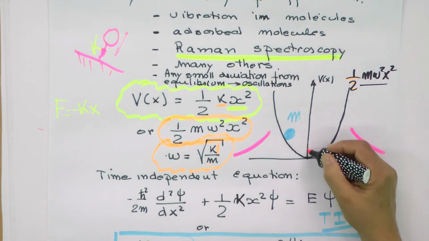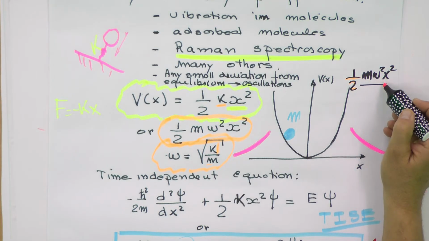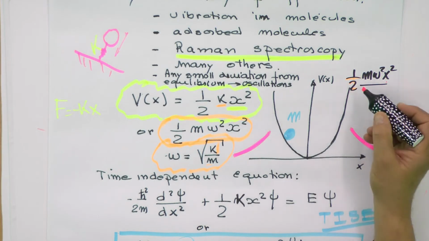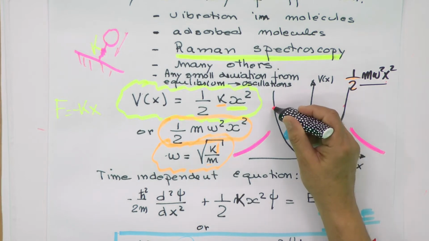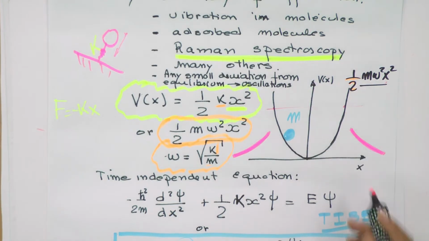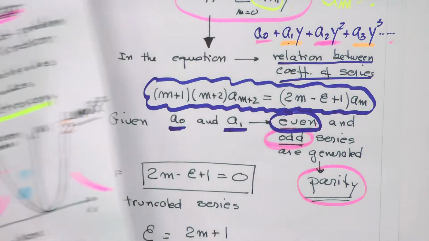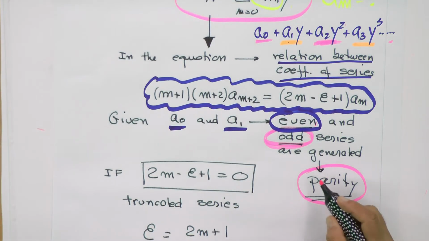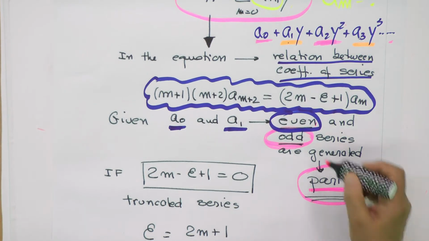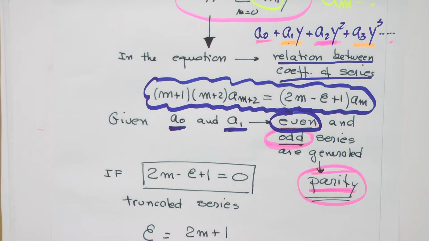This is an even potential, right? If I replace x by minus x, nothing changes. I come from here to here. So the value of the potential does not change. So I have a symmetry here. And because of this symmetry, as I told you before, the solutions have defined parity. They are either even or odd. They are not both even and odd at the same time, or a mixture of the terms.